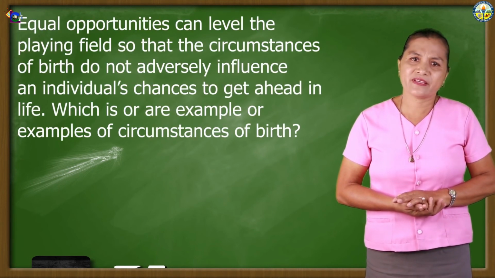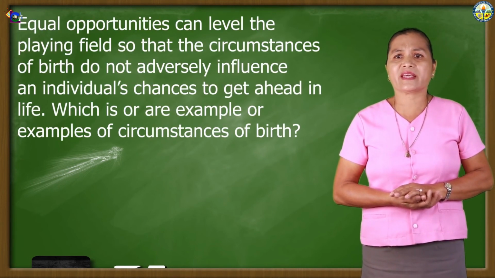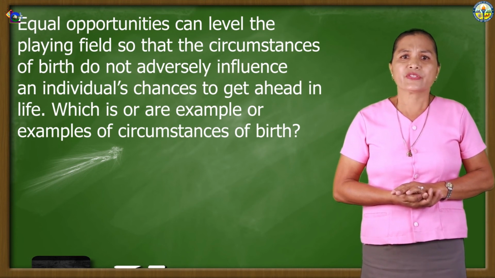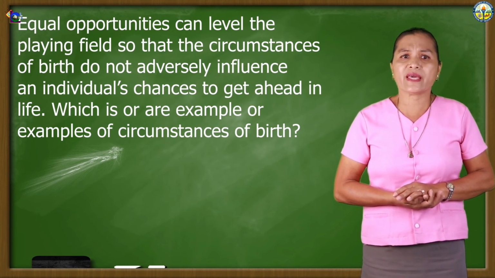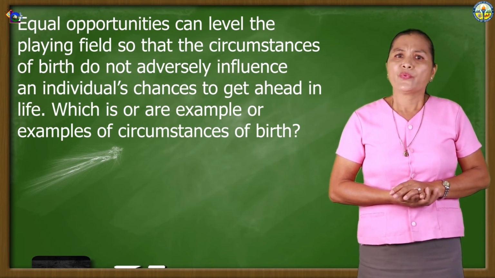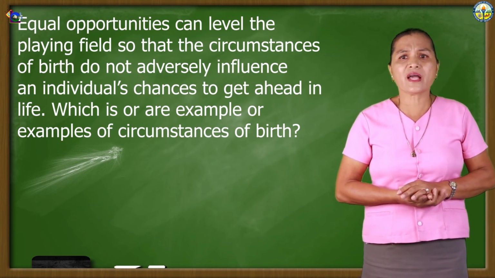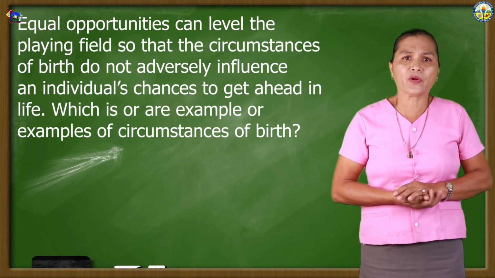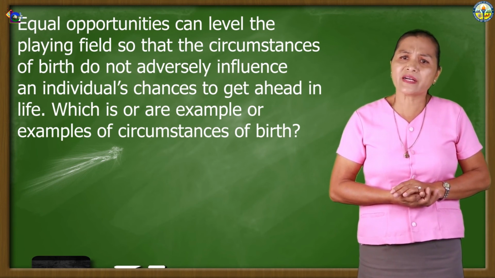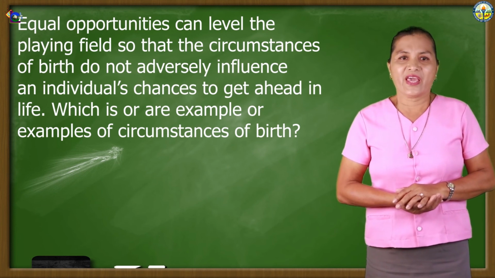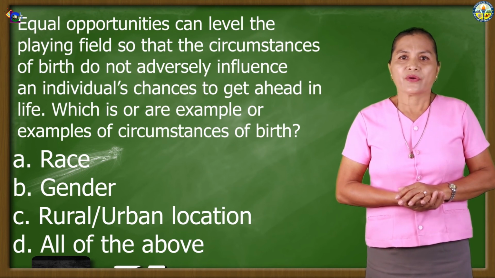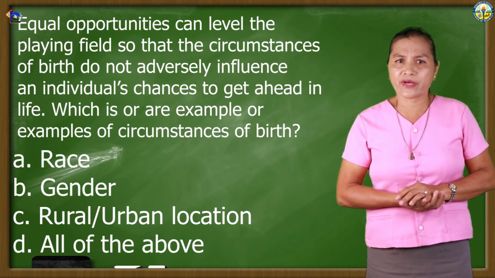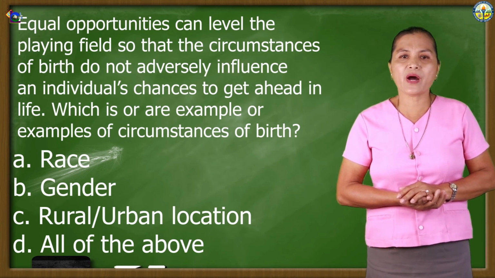Number 5. Equal opportunities can level the playing field so that the circumstances of birth do not adversely influence an individual's chances to get ahead in life. Which is or are examples of circumstances of birth? A. Race. B. Gender. C. Rural or urban location. D. All of the above.